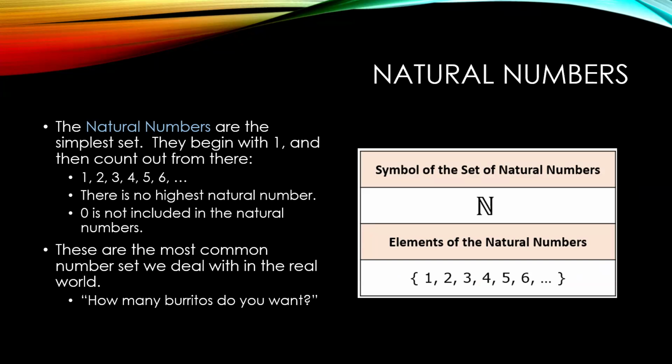Generally, we think of these as the things we deal with the most in the real world. How many of something do we have? We do have a symbol for it, and it is a fancy looking N, which looks like it has 2 lines going across the middle. And so you'll see that type of symbol pop up a lot.